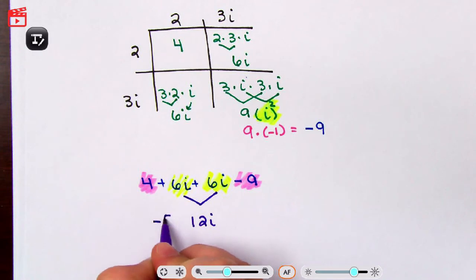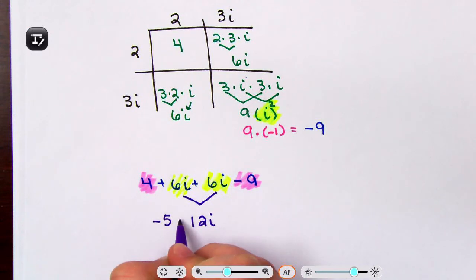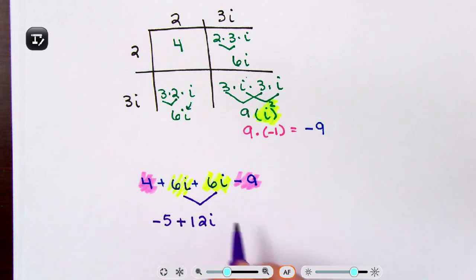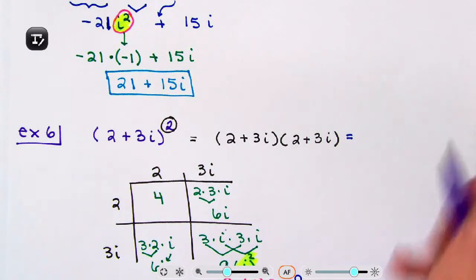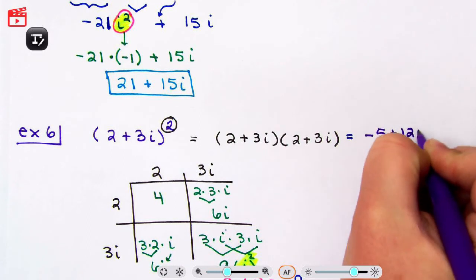Again, make sure that you bring your real number up front. Don't put it behind. So let's go ahead and write out our final answer. Final answer for this is negative 5 plus 12i.